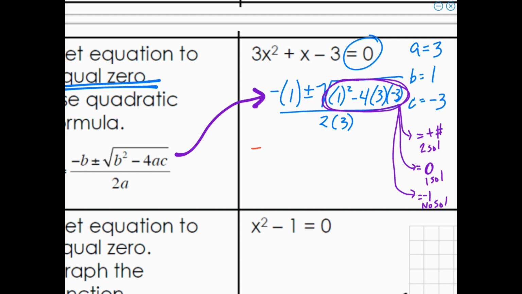So when you simplify this in your calculator, you should have got 37. That'd be underneath the radical. Does 37 simplify anymore? No, it does not. It's a prime number. So I'm done. That's my answer.